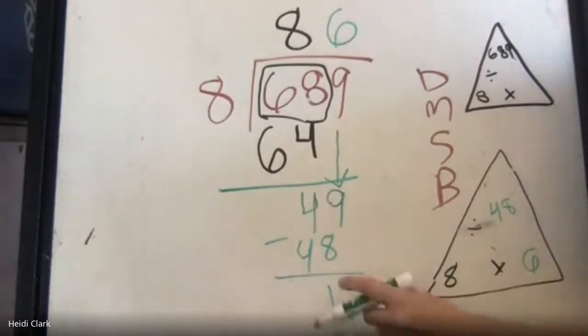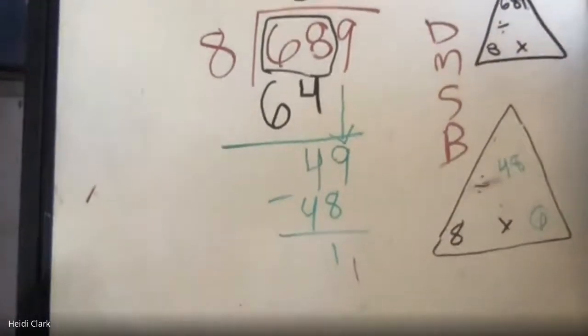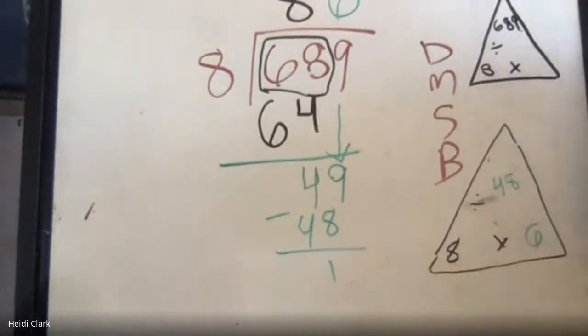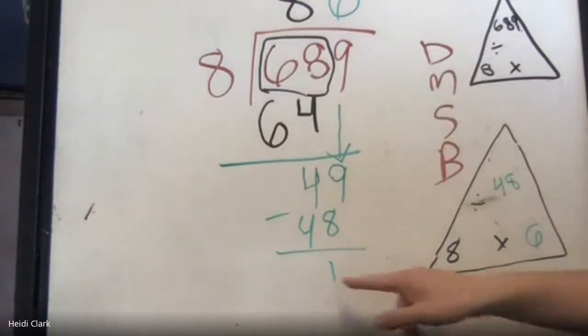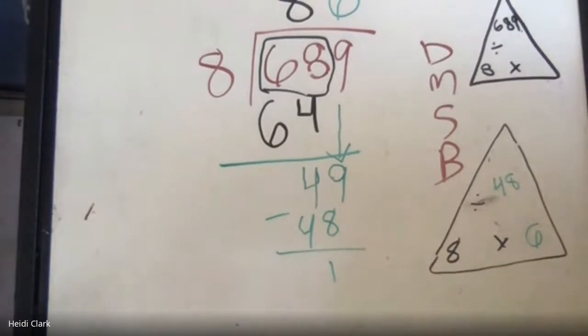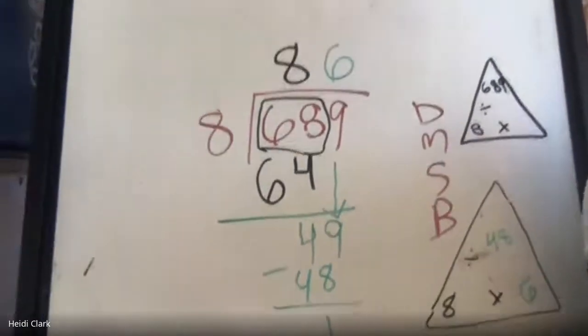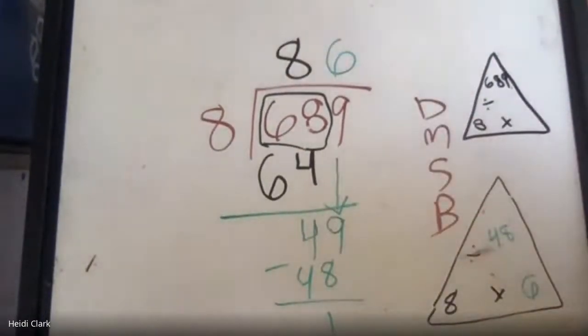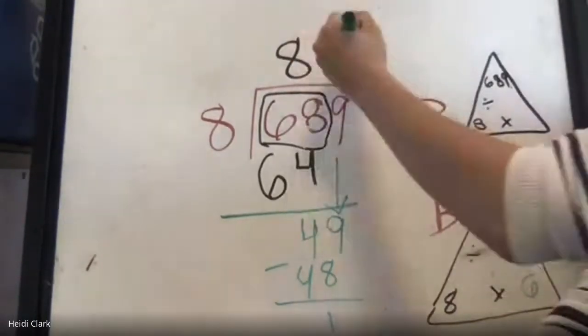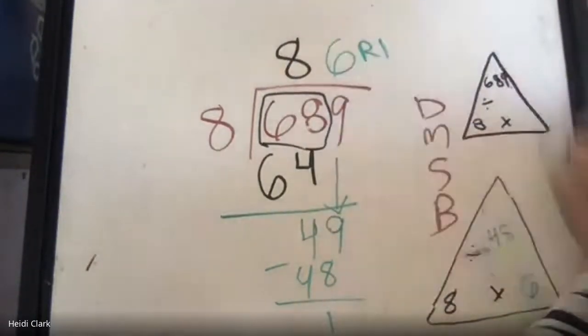Subtract. And this little 1 down here, that's our remainder. It is left over, meaning if you do 8 times 86, you can't get 689, but you can get 688, and then you're 1 short. Or, in other words, if I had 689 cookies and I wanted to give them to 8 of my friends, I would divide them evenly, and then I would have 1 left over. So our answer is 86, remainder 1.